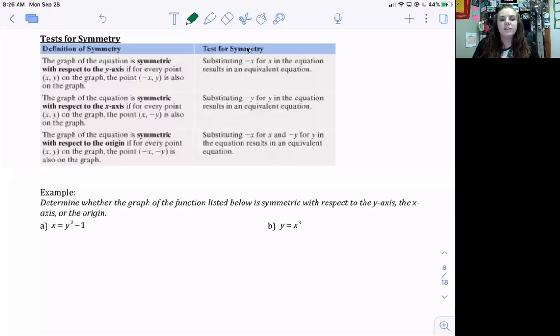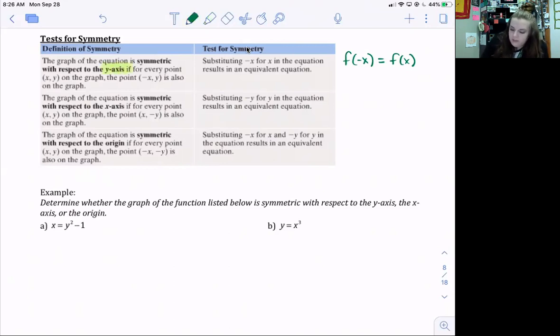Okay, so now we're going to start looking at the symmetry that we have within our functions. We have different ways we can test for symmetry. First, if we look at the definition of being symmetric with respect to the y-axis, we can substitute negative x for x in the equation and result in the equivalent equation. What that means is if we plug in f of negative x, we get back our original function, and that means we're symmetric with the y-axis.